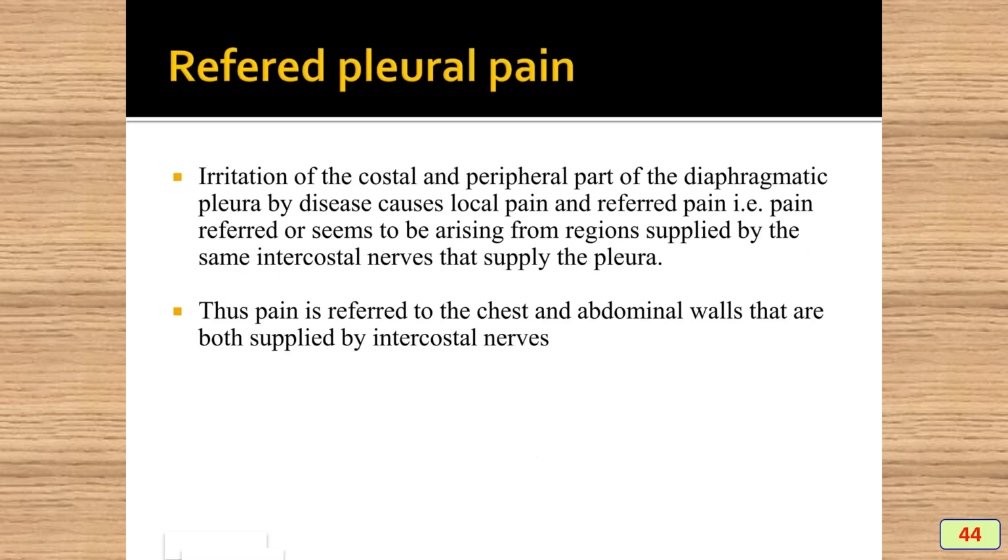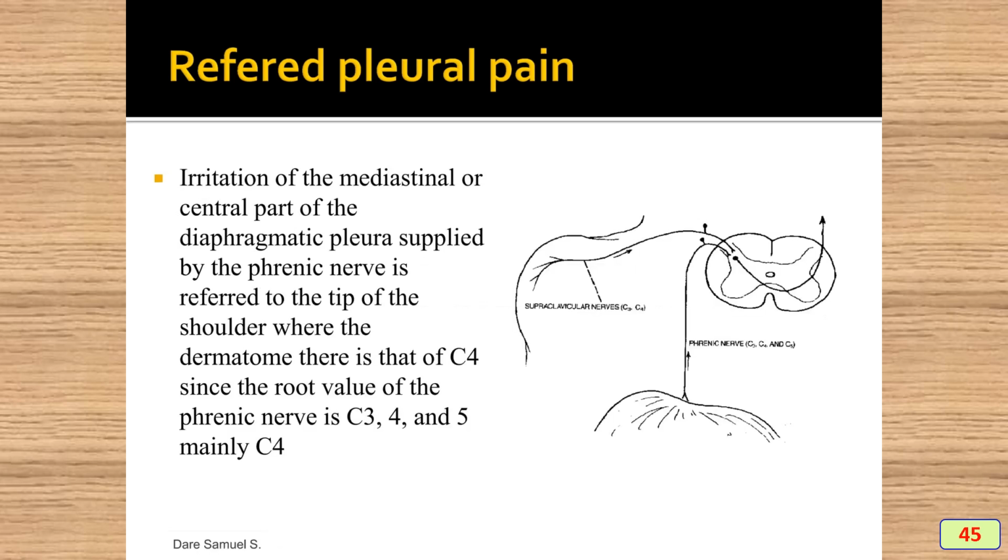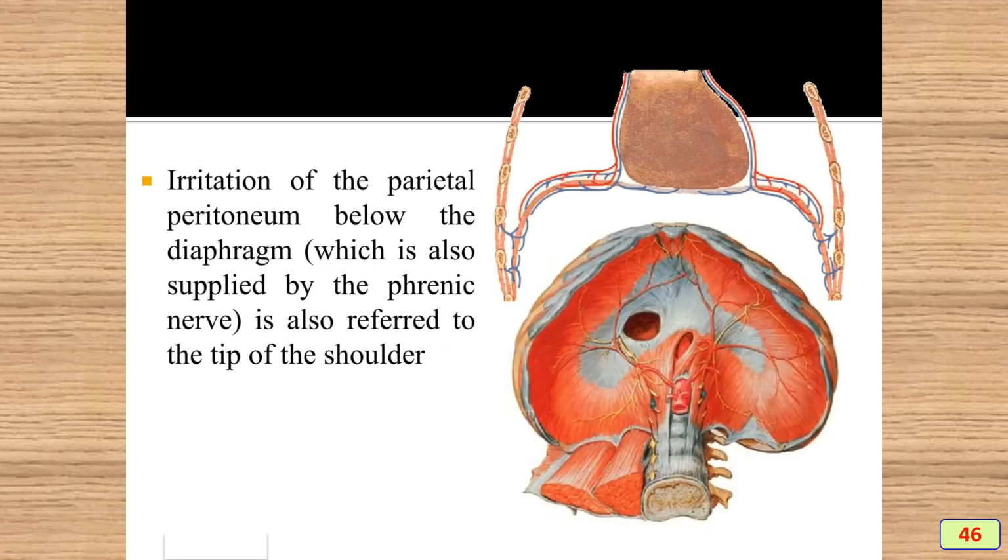So referred pleural pain is common, referred as symptoms arising from regions supplied by the intercostal nerves that supply the pleura. Thus, the pain is referred to the chest and abdominal walls, which are both supplied by the intercostal nerves. Irritation of the mediastinal or central part of the diaphragmatic pleura, supplied by the phrenic nerve, is referred to the tip of the shoulder. So these are all the structures.